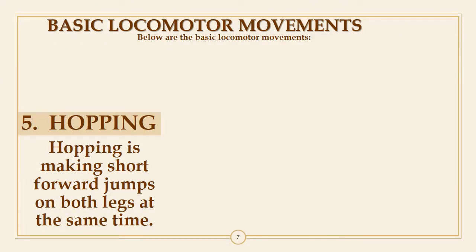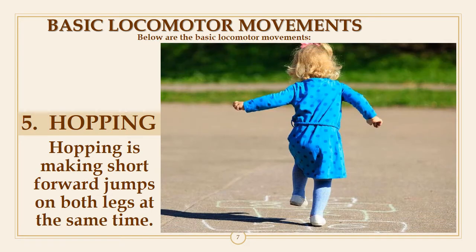Another example of locomotor movement is hopping. Hopping is done by making short forward jumps on both legs. That is the difference between hopping and skipping. You make the forward jump on both legs, that is on your two legs at the same time. And there are some animals that do what? They hop also.